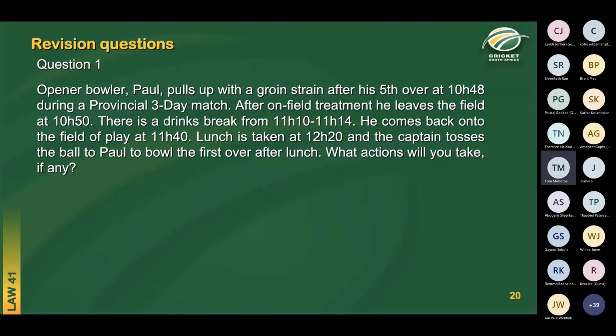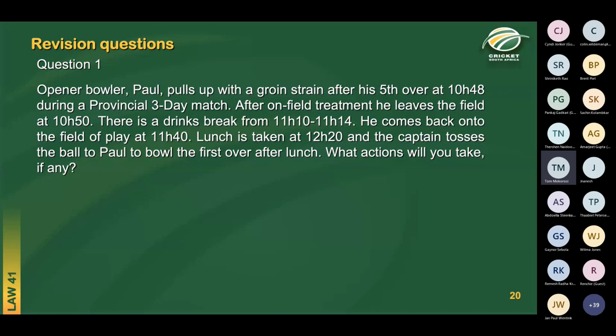So opening bowler Paul pulls up with a groin strain after his 5th over at 10:48 during a provincial 3-day match. After on-field treatment, he leaves the field at 10:50. So we need to know what to do with that 2 minutes, 10:48 to 10:50. Does the penalty time start at 10:48 or does the penalty time start at 10:50? Think about that before you raise your hand to help me out with this question.